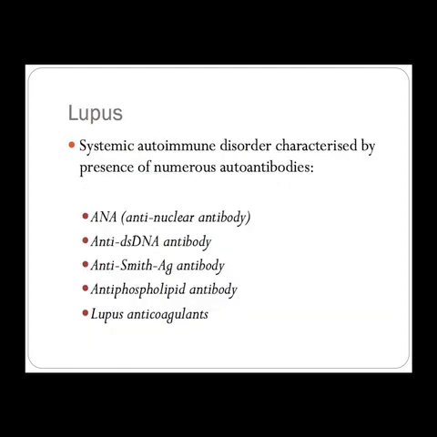So now, in the second part of this podcast, I'm going to go on to talk about some of the features of the prototypal autoimmune diseases. First of all, I'm going to talk about SLE, which is a systemic autoimmune disorder characterized by the presence of numerous autoantibodies. The most common autoantibody present is the antinuclear antibody, or ANA, which can have a number of patterns determined by immunofluorescence. These are homogeneous, peripheral, speckled, and nucleolar.